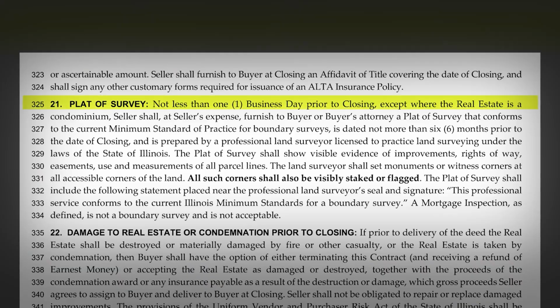Paragraph 21 talks about the survey. The PLAT survey, which is page 8, we're on now. This paragraph says the seller should provide a PLAT survey not later than 1 business day prior to closing. So the buyer should receive that from the seller no later than the day before closing.